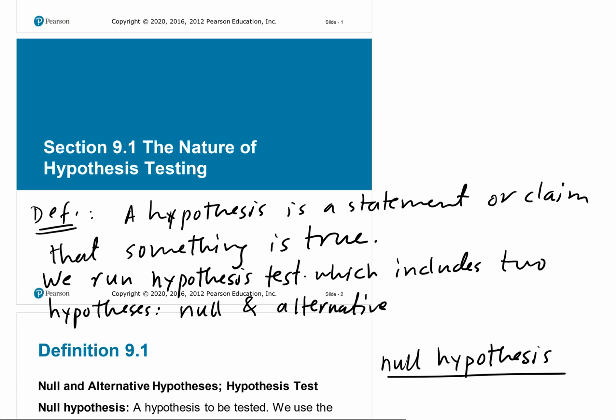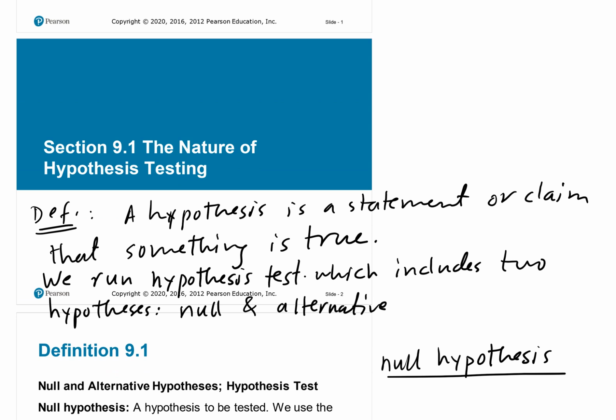Section 9.1. This is basically the language of what we call hypothesis testing, or the nature of hypothesis testing. We will introduce here the hypotheses, how we set them up, and what they are used for. To do so, first we define what a hypothesis is. A hypothesis, we can say, is a statement or claim that something is really true. Maybe the definition is vague for now, but you will see what that means in a minute.